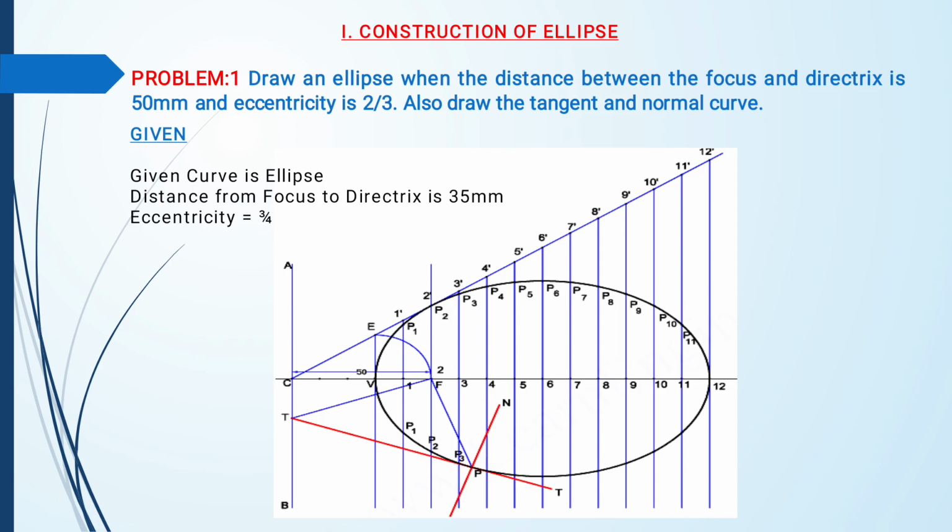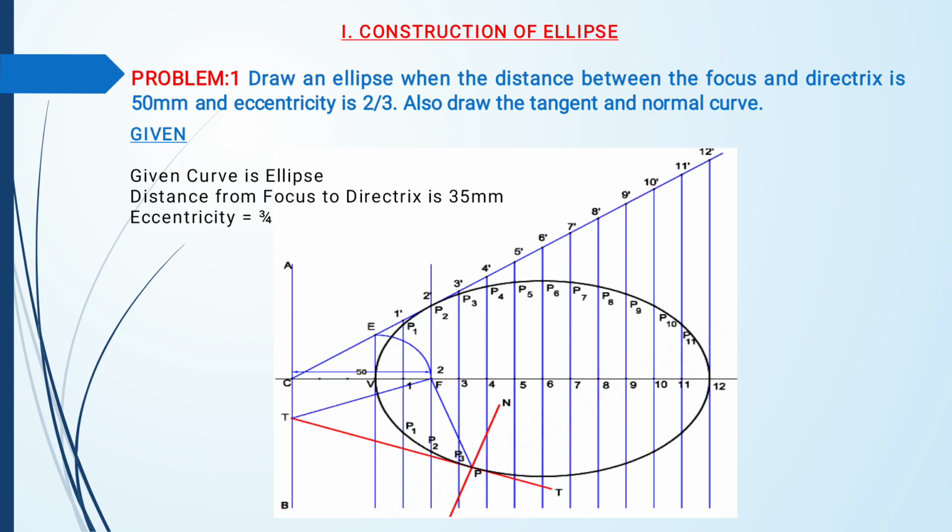The third point I fix as the vertex. This is the definition of eccentricity: the point moving from the directrix to the focus. From the directrix, the first point is known as the vertex. Then the next point, further along from the directrix, is the focus. So first we fix the vertex, then we fix the focus.